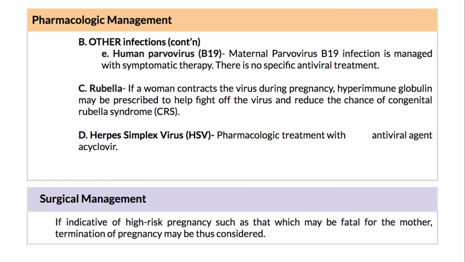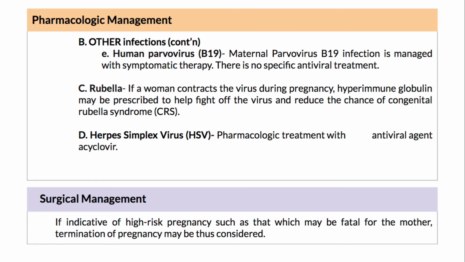Human parvovirus B19. Maternal parvovirus B19 infection is managed with symptomatic therapy. There is no specific antiviral treatment. Rubella. If a woman contracts the virus during pregnancy, hyperimmune globulin may be prescribed to help fight off the virus and reduce the chance of congenital rubella syndrome or CRS. Herpes simplex virus or HSV. Pharmacologic treatment with the antiviral agent acyclovir is prescribed.